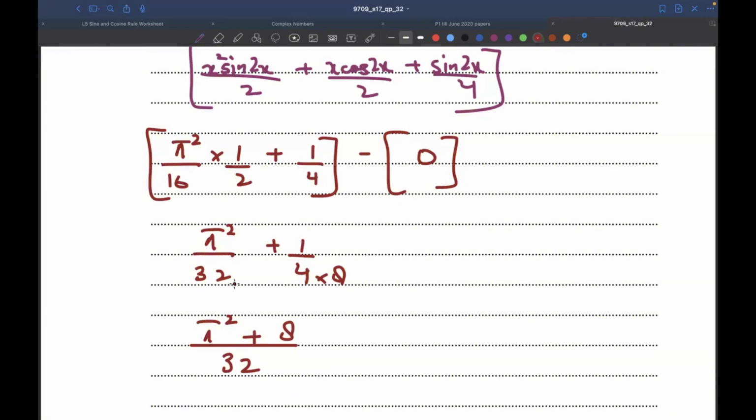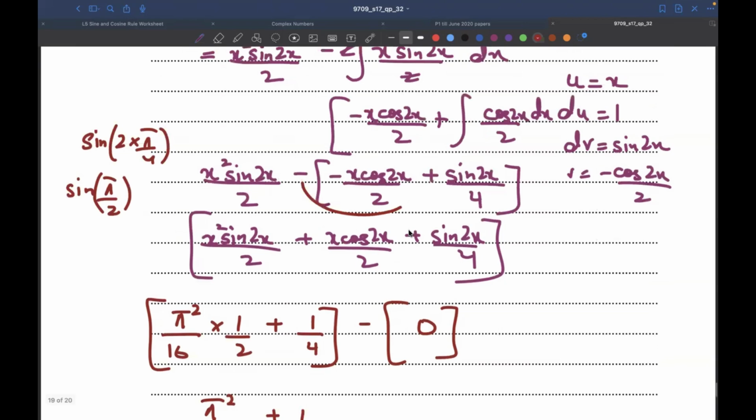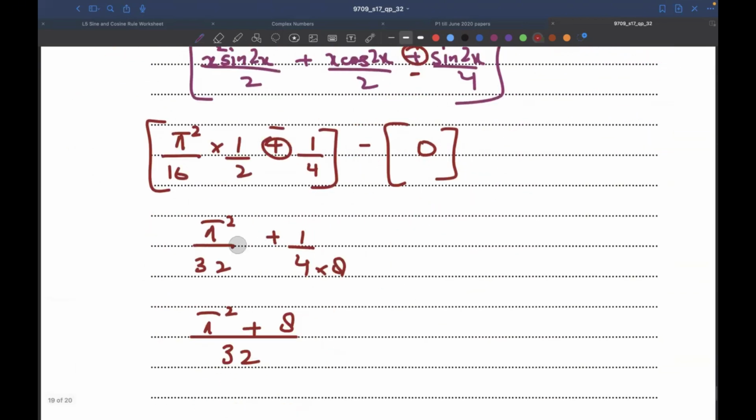There's just one correction over here. This minus and this plus should have become a minus over here, and these are the small mistakes that we have to be very careful about. So this should have become a minus 1 upon 4. So pi square upon 32 minus 1 upon 4, and we can write it also as pi square minus 8 upon 32. And this will be our final answer for the area of the region bounded by the curve and the x-axis.